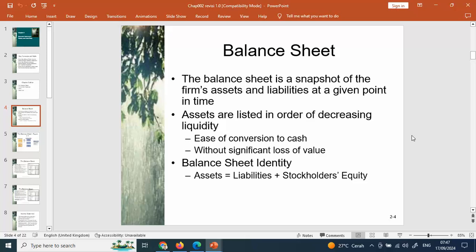So, balance sheet. Balance sheet is a snapshot of the firm's assets and liabilities at a given point of time.